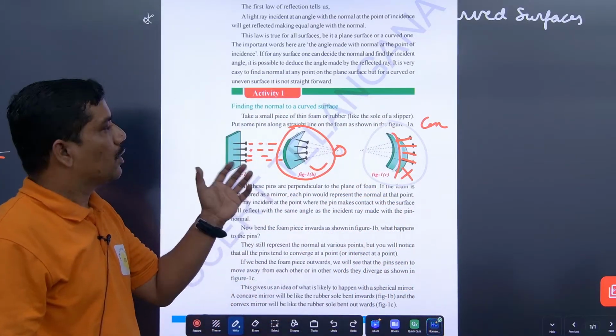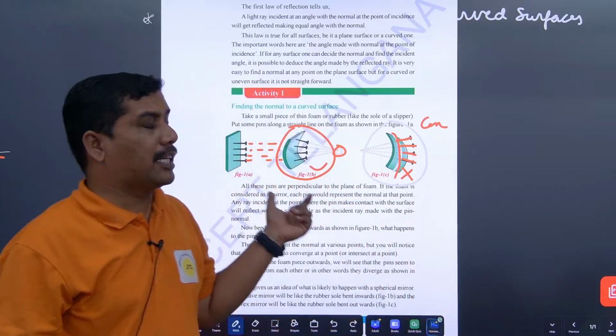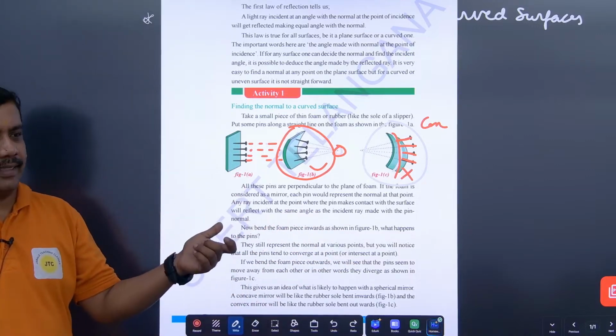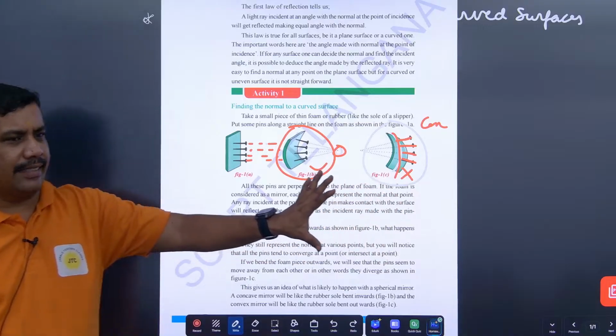Okay, everyone. So, in your book, types of surfaces have been explained by this activity. Clear, everyone? We discussed it directly. Right. Okay. So, you can go through these points. You can understand easily.